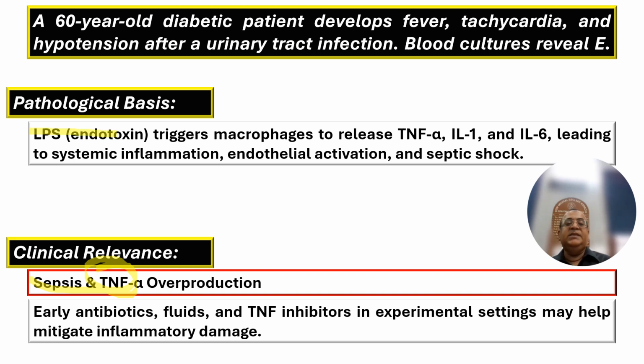The lipopolysaccharide triggers macrophages to release tumor necrosis factor alpha, interleukin 1 and interleukin 6 that lead to systemic inflammation, activation of endothelial cells and septic shock. Early antibiotics, fluids, and TNF inhibitors in the experimental setting help to mitigate this inflammatory damage.